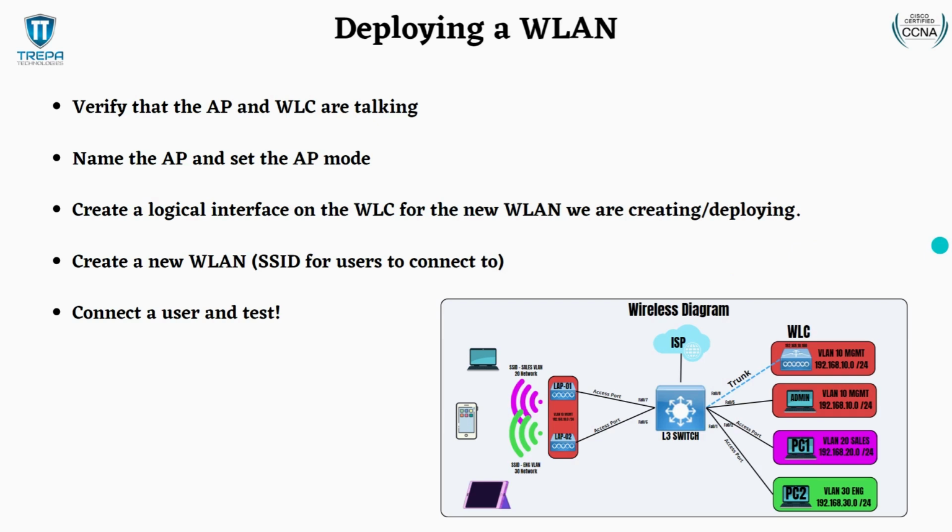Okay, so we're going to go ahead and stop the video here. In the next section, we're going to go over actually deploying the wireless LAN. So we're actually going to go through and make sure that our AP is connecting to our wireless LAN controller. We're going to name the access point, set the mode on the access point. We're going to create that logical interface, right? This is going to be our VLAN to SSID mapping. And then we're going to actually create the new wireless LAN. And then we're going to connect the user and test.